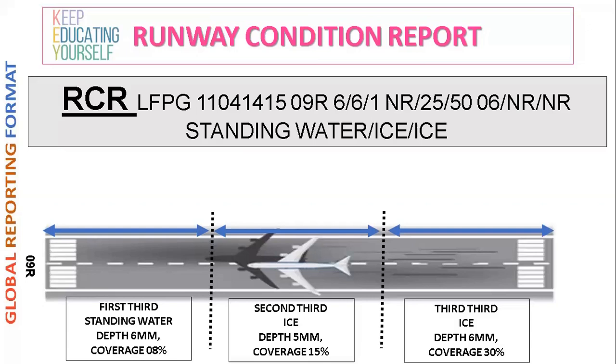So we have to report here two letters, 0.6 slash, second third is ice, third third is ice. So we will not report for them. We will write not reported slash not reported. Then what kind of contaminants are there? So we will mention there standing water slash, second third is ice slash, third third is ice. So in this way, we have to prepare our runway condition report, aeroplane performance section. So we have done with the first part.